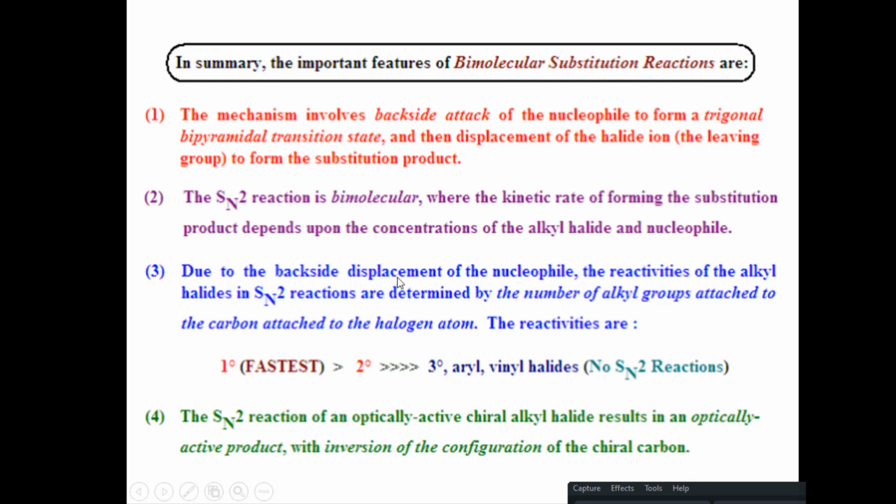Because the backside displacement is dependent upon steric hindrance, the fastest are primary, second fastest secondary and tertiary halides, and also the benzene rings and halogens attached to double bonds do not react in SN2. And the SN2 reaction of an optically active halide, meaning a single enantiomer, results in an optically active product, but it involves the inversion of configuration of the chiral carbon. So those are the 4 key points of an SN2 reaction. Okay.